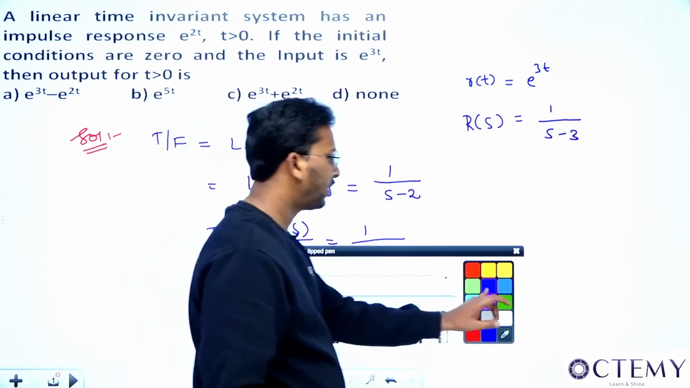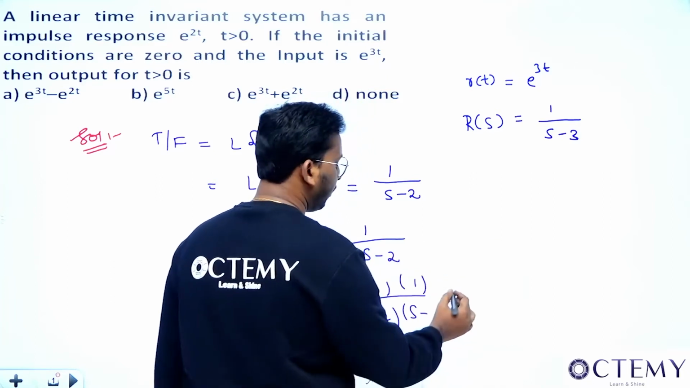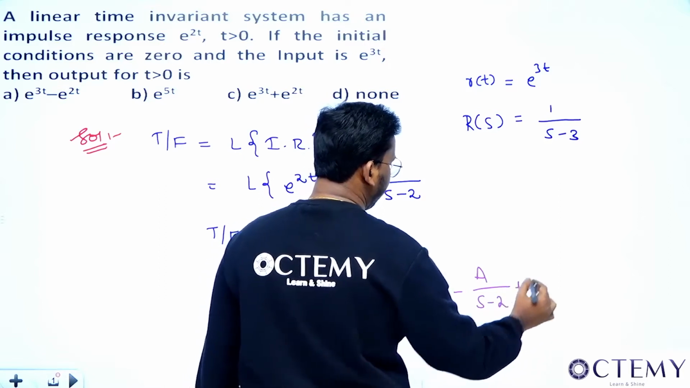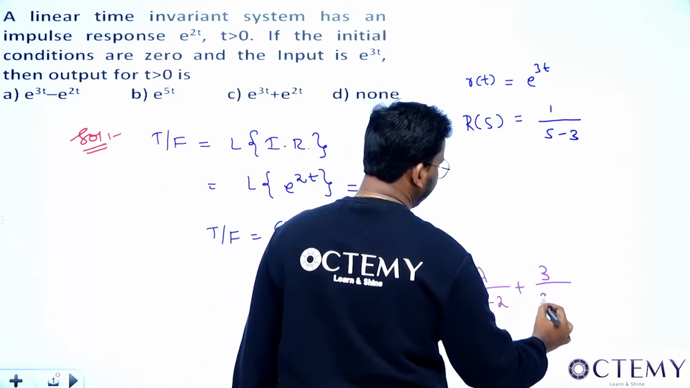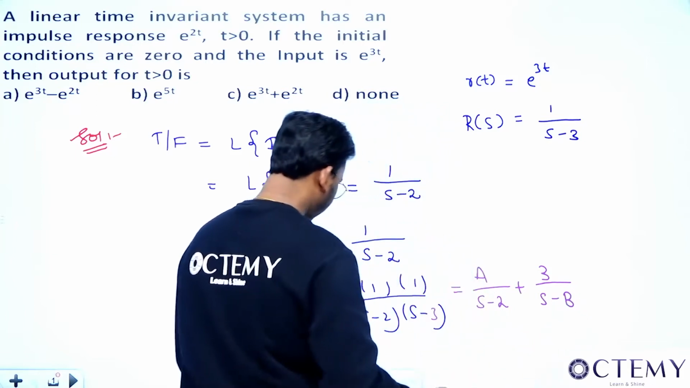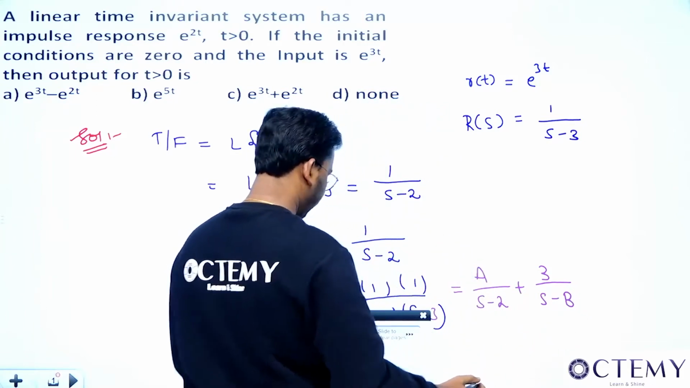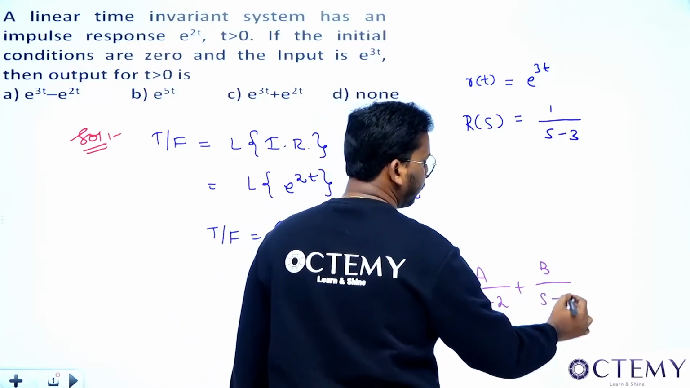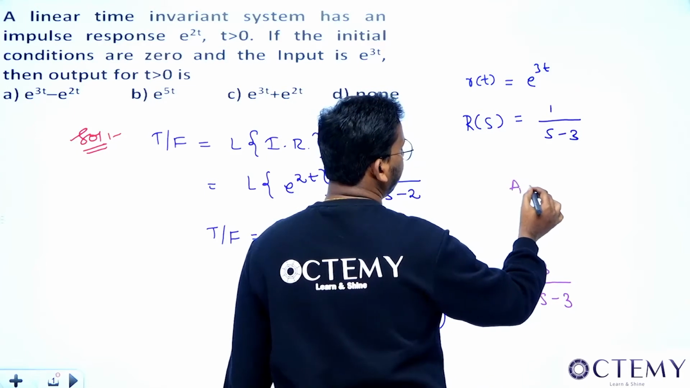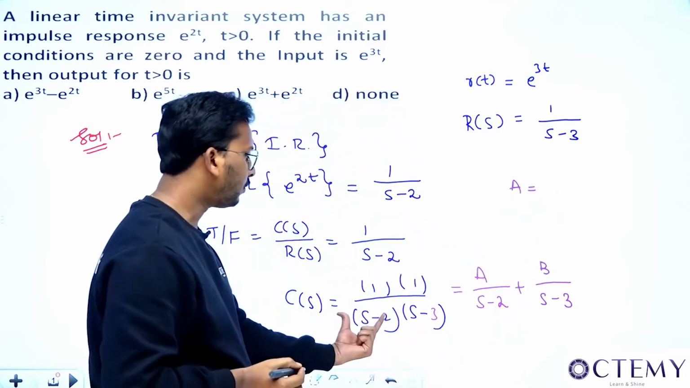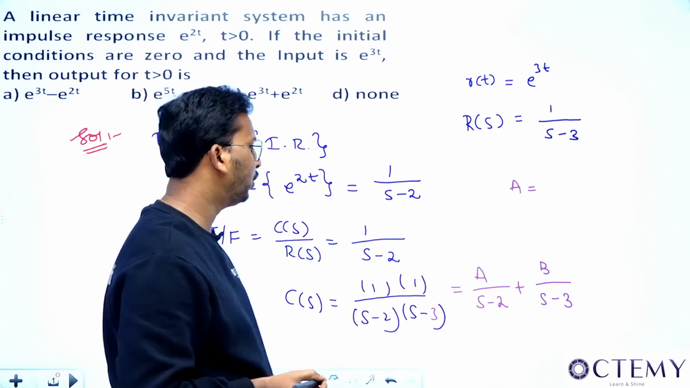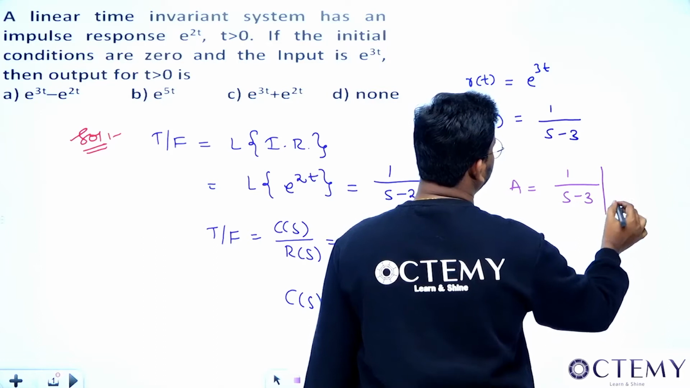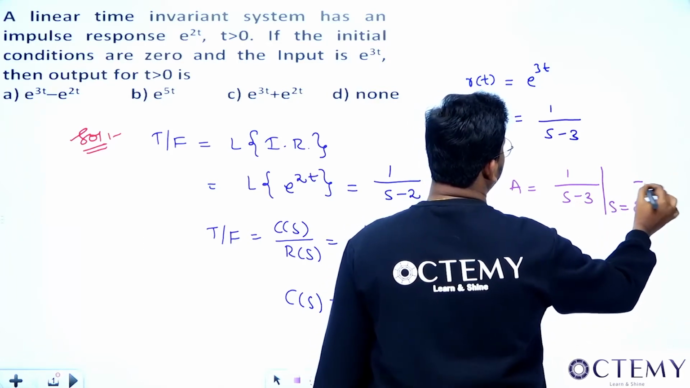See, sir, how will you do partial fractions? This will become a divided by s minus 2 plus b divided by s minus 3. So, let us find a. What will a be equal to? You remove this s minus 2 and in this you put s is equal to 2. So 1 by s minus 3 when you put s is equal to 2, this will become minus 1.